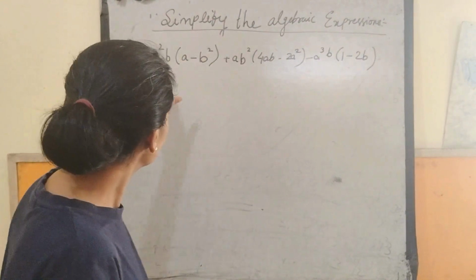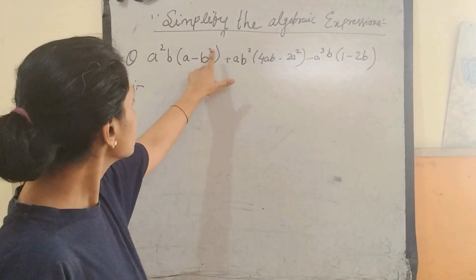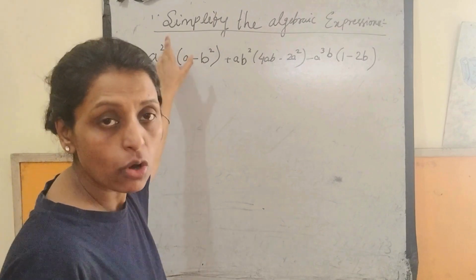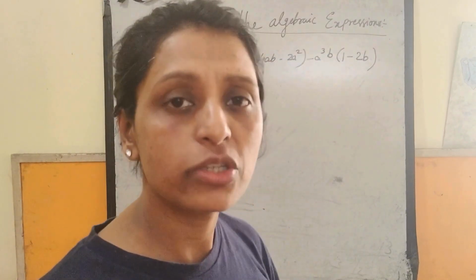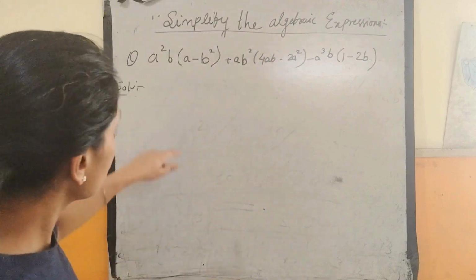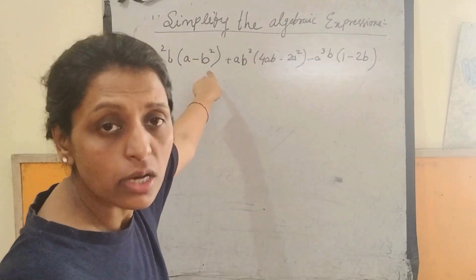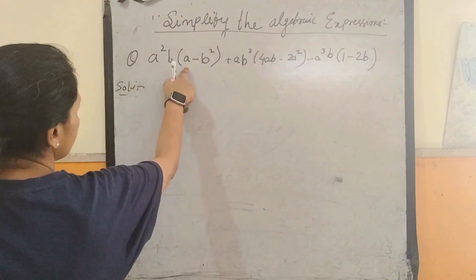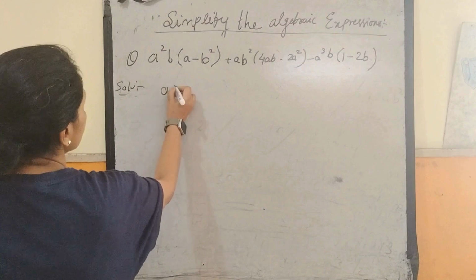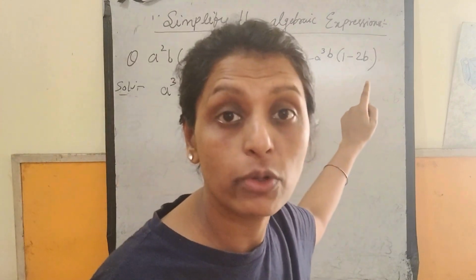Okay, so here a square b, in bracket it is a minus b square. There is no sign, so the operation will be of multiplication. अक्सर बच्चे इसमें confuse हो जाते हैं कि what they have to do. It means you have to multiply this term with both the terms inside the bracket. So let's see. a square b into a will be a cube b. Why? We have to apply the law of exponents here.